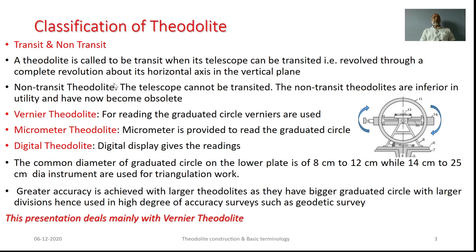Usually, all these kinds of theodolite are expressed in relation with the diameter of the graduated circle, which is usually 8 centimeter to 12 centimeter. Whereas, as the diameter of the graduated circle is larger, to the tune of around 14 centimeter to 25 centimeter, the equipment are more precise and are usually used for triangulation purposes. So, great accuracy is achieved with larger theodolites as they have bigger graduated circles.